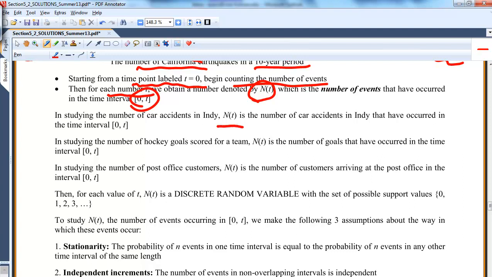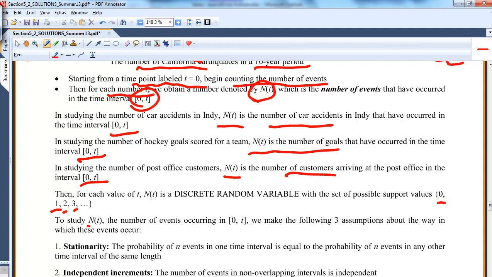So N of t would just be the number of car accidents in the interval 0 to t, or N of t is the number of hockey goals in the interval 0 to t, where t again is whatever it's going to be to you. Or N of t is the number of customers arriving at a post office in the interval 0 to t. N of t is a discrete random variable because you're counting how many of these occurrences can occur in an interval. And the support values could be nobody comes, one person, two persons, three persons, up to infinity.